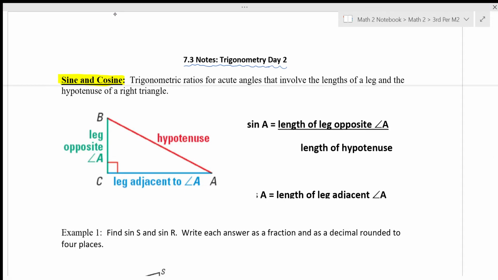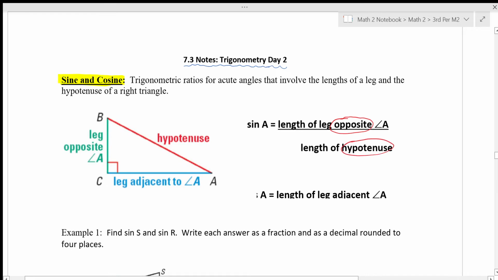So remember, tangent was opposite over adjacent. That is, the tangent of an angle is equal to the opposite side over the adjacent side. Sine and cosine have their own ratios. Sine here, you can see, is the length of the leg opposite over the length of the hypotenuse. So tangent was opposite over adjacent. Sine is opposite over hypotenuse.